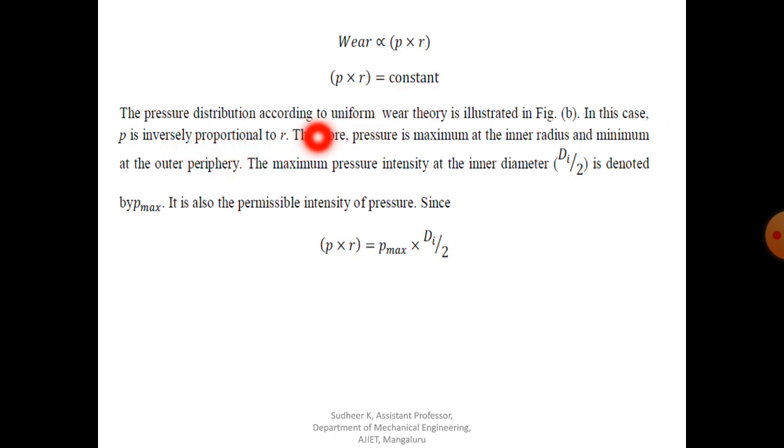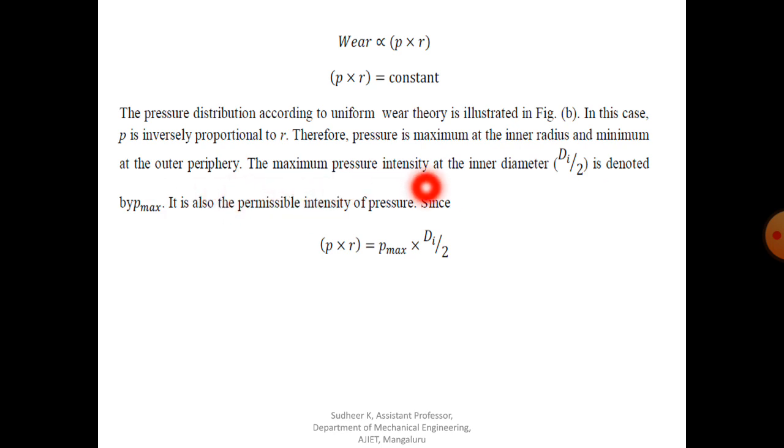The pressure distribution according to the uniform wear theory is illustrated in figure B. The pressure is maximum at the inner radius and minimum at the outer radius, as given in your notes in the diagram. You can check what we studied earlier in the uniform pressure theory. There the pressure remained constant, but here the pressure is not constant, because it varies with respect to radius. Therefore pressure is maximum at the inner radius and minimum at the outer periphery, meaning the outer radius.